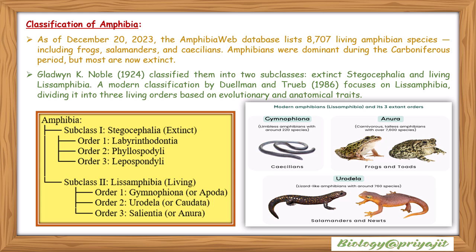Subclass 1, Stegocephalia, which is extinct. It has 3 orders: order 1 Labyrinthodontia, order 2 Phyllospondyli and order 3 Lepospondyli. Subclass 2 is Lissamphibia, which is the living group, and it also has three orders: order 1 Gymnophiona or Apoda, order 2 Urodela or Caudata, and order 3 Salientia or Anura.